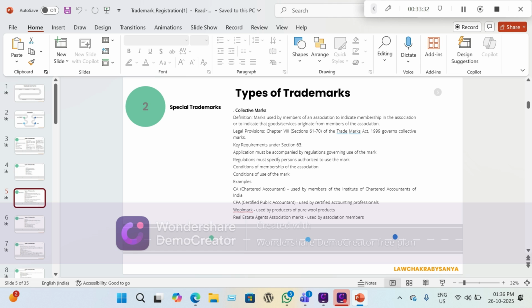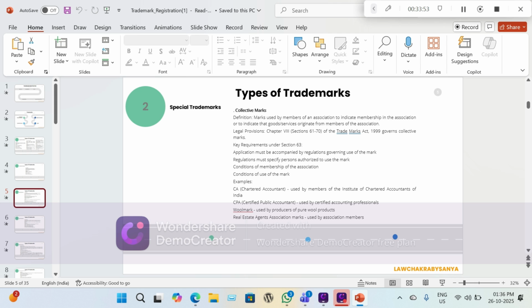So there are collective marks used by members of the Institute of Chartered Accountants of India. Then there is CPA, which is Certified Public Accountant, used by certified accounting professionals. Then there's Wool Mark, used by producers of pure wool products. Then there are real estate associations, agents associations marks used by association members. These are some examples of collective marks.